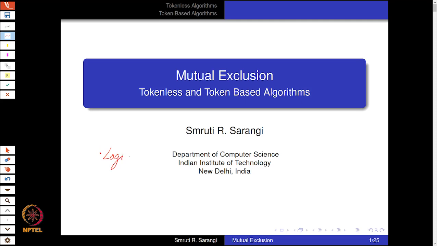logical clocks, right? So Lamport clocks, both scalar Lamport clocks as well as vector clocks. The next important prerequisite here would be Lamport's algorithm for mutual exclusion. Of course, assuming our asynchronous setup where we don't have clock synchrony.